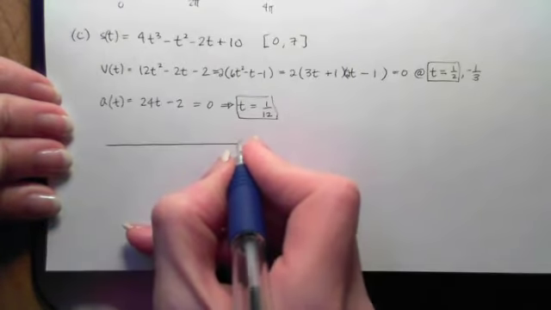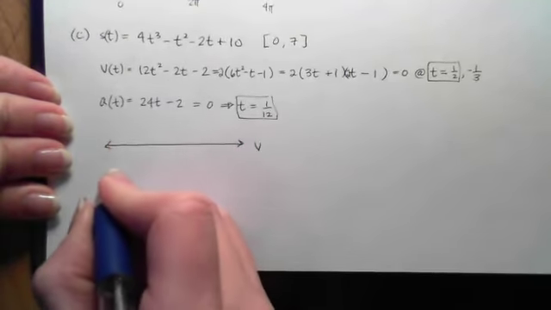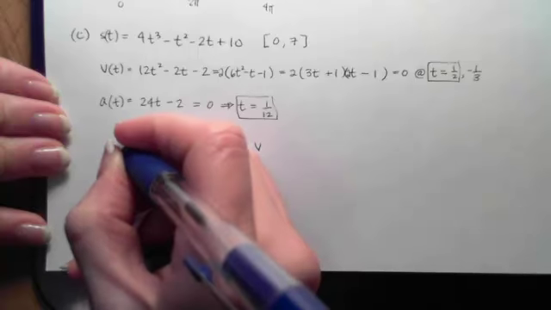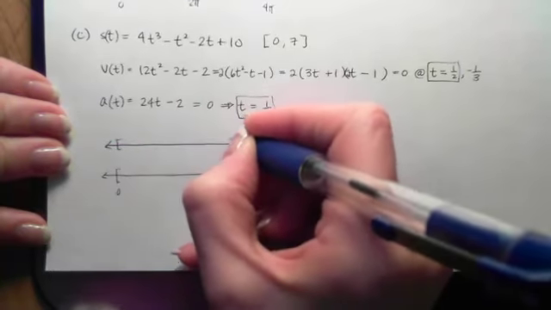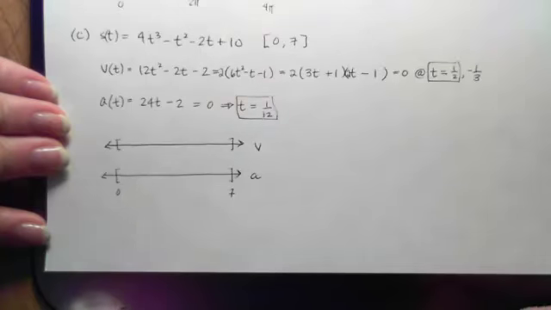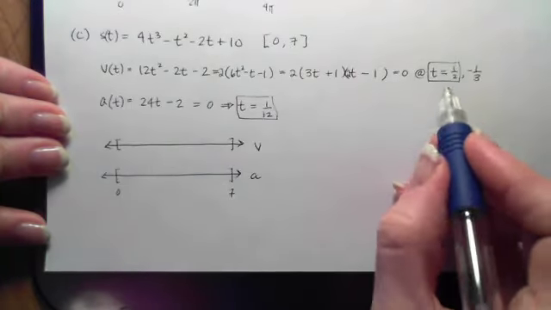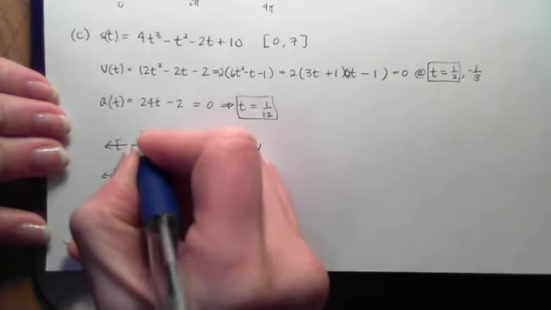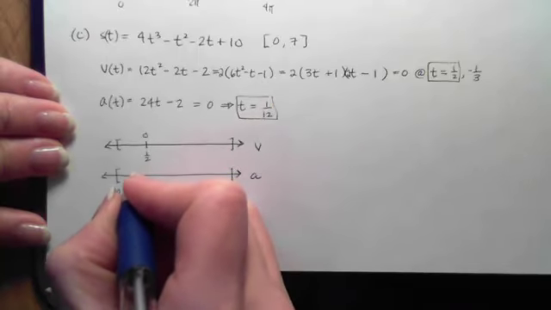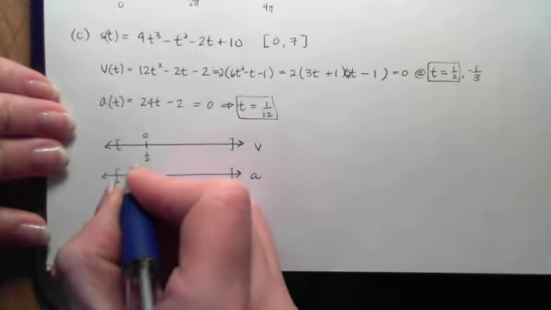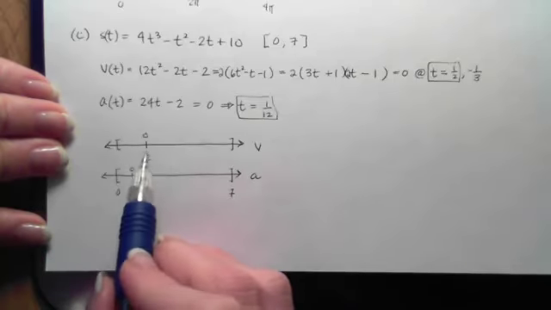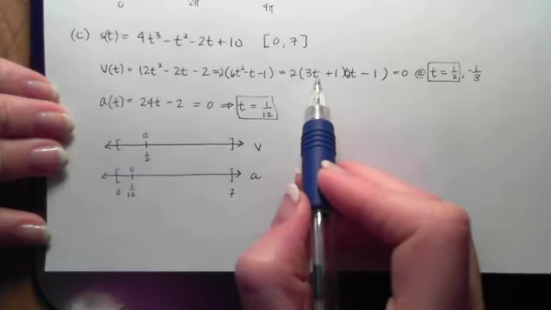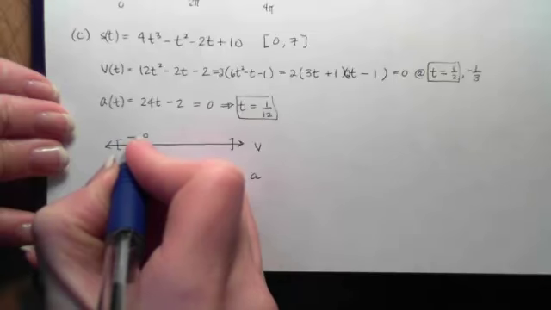So on my sign charts now, I have a sign chart for the velocity curve, and a sign chart for the acceleration curve. For the velocity curve, on both actually, I will put my domain, which is 0 to 7, and I will put my critical value of a half on the velocity curve. This is not going to be drawn to scale, and the acceleration curve is going to be at a 1/12. Now I need to do my sign chart. So prior to a half, say at a 1/4, if I plug a 1/4 in here, this will be positive, this will be positive, and this will be negative, so the whole thing's negative.